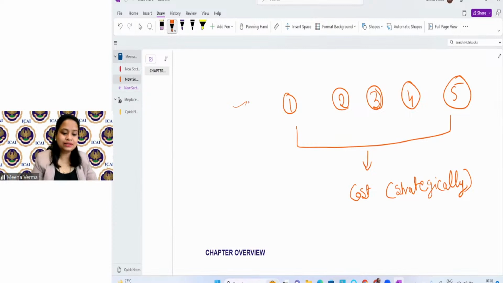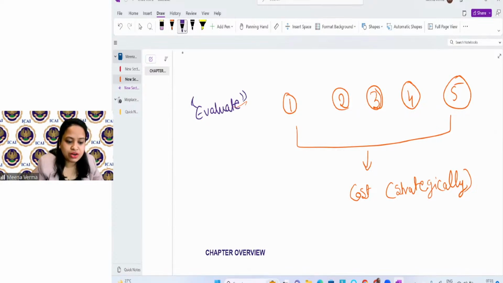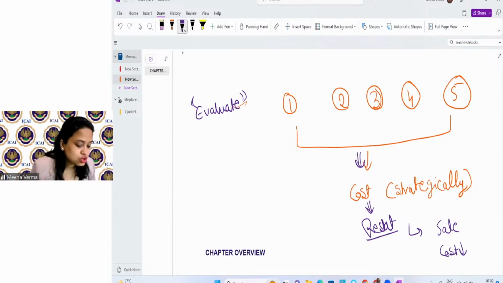Now if you see the name of the topic, performance evaluation, that means we have to evaluate the performance. What we have to do is evaluate. Here what is happening is that we have taken a cost-related decision. Maybe after that we will get some result. What type of result will we get? Maybe the sales of the company will increase, maybe the cost will be reduced strategically and it is increasing the quality of the product, right? So cost is decreasing, the quality of the product is increasing, and in this way the company is behaving.